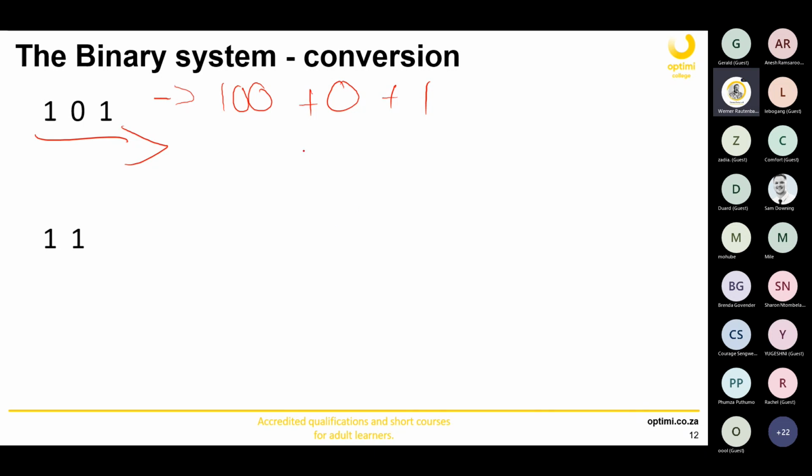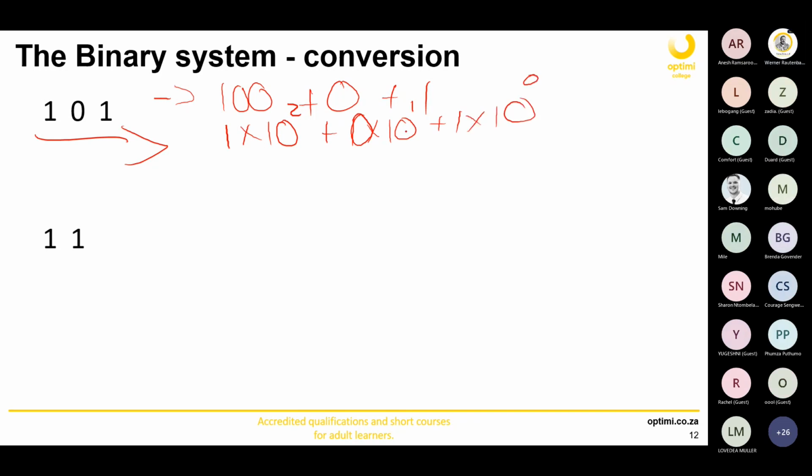Would you agree with me that is 1 times 10 to the power of 2, plus 0 times 10 to the power of 1, plus 1 times 10 to the power of 0? Would you agree with that? 10 to the power of 2 is 100 times 1 is 100. 10 to the power of 1 is 10 times 0 is 0. 10 to the power of 0 is 1 times 1. Something to the power of 0 is always 1. Okay. So that is what I can express that number as.